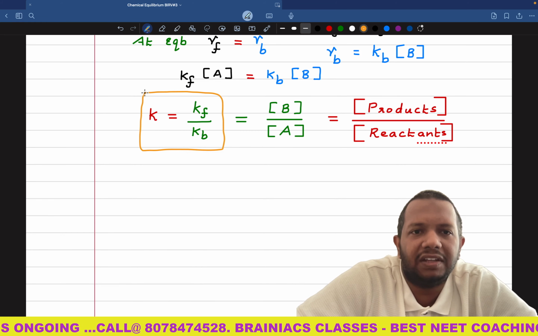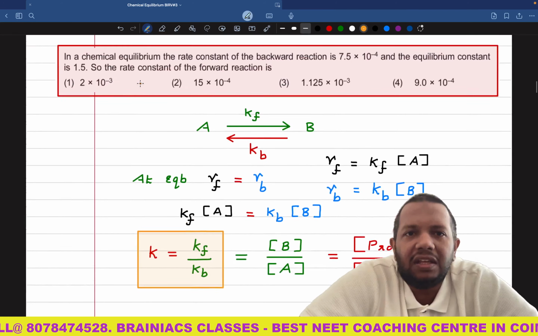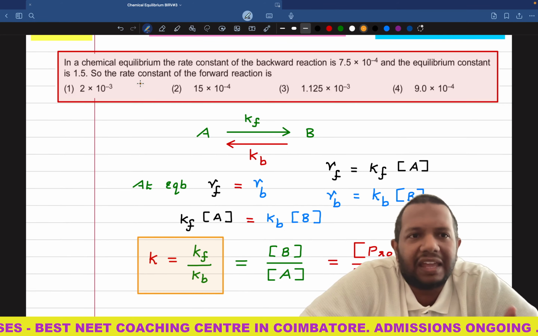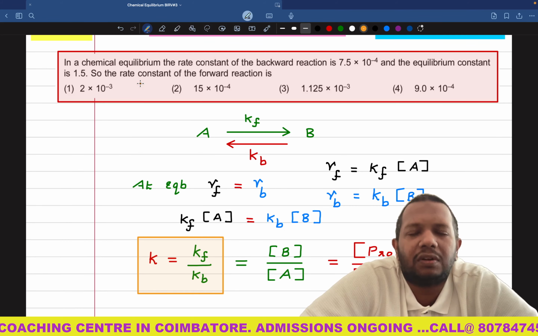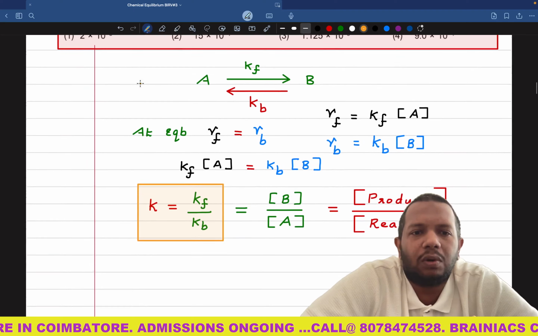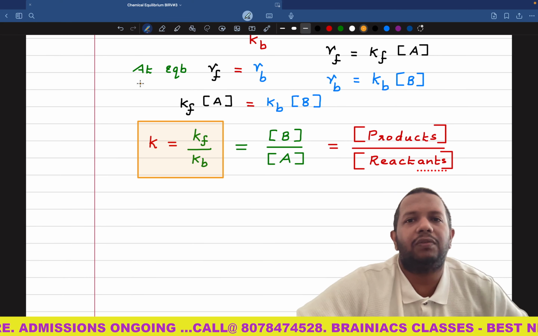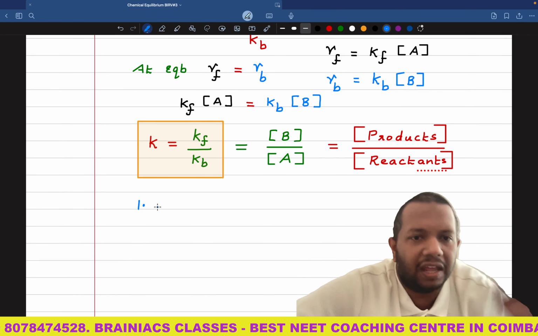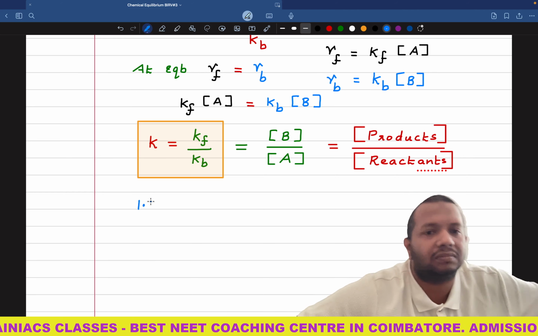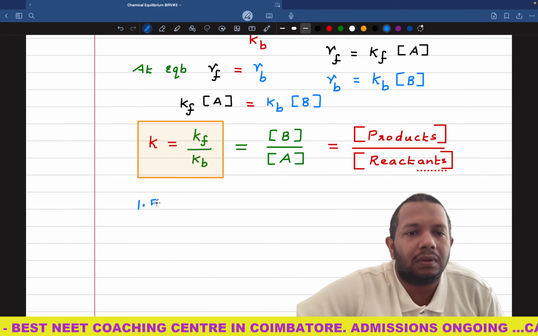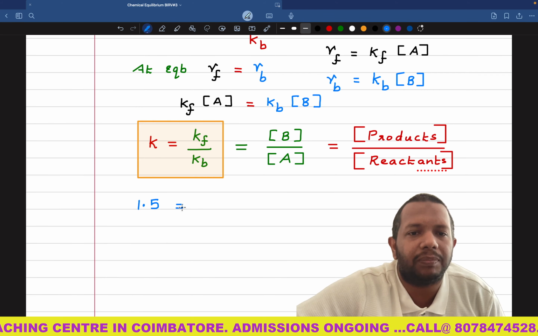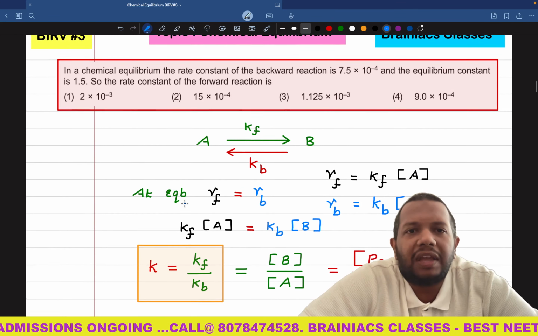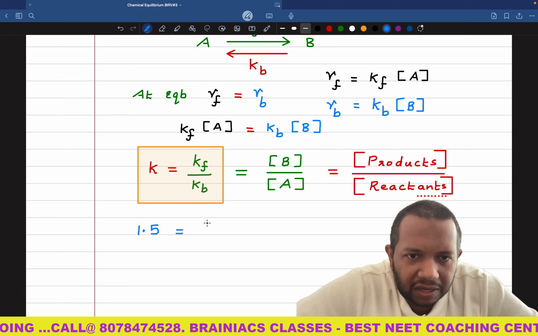So what is given in this question? We will try to understand. They have given the rate constant of the backward reaction, Kb value is given, and the K value is given, and they are asking you to find the rate constant of the forward reaction, Kf. So K is 1.5. I need to substitute the K value here, K is 1.5, and Kf is what we need to find.